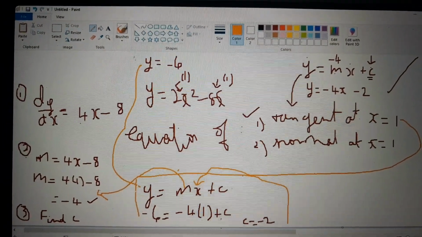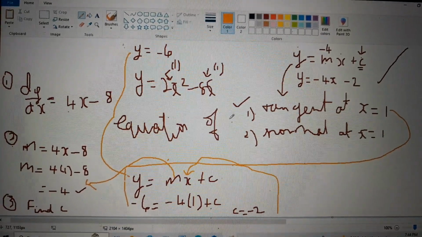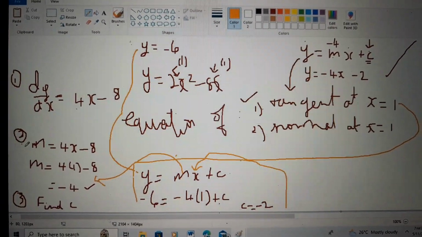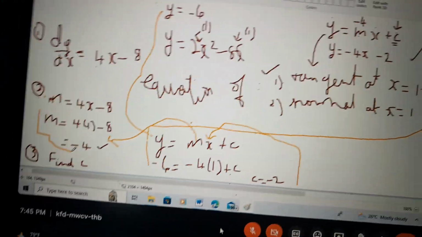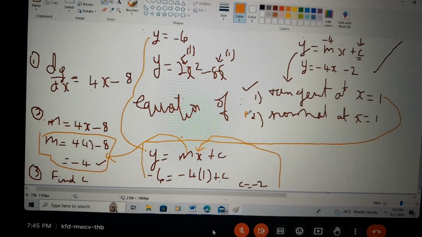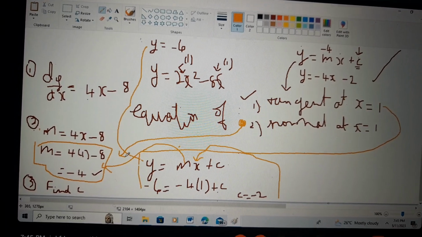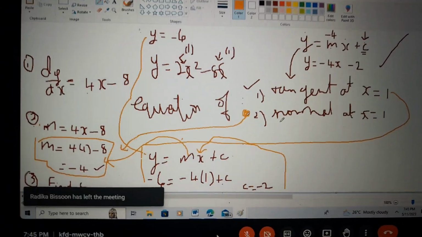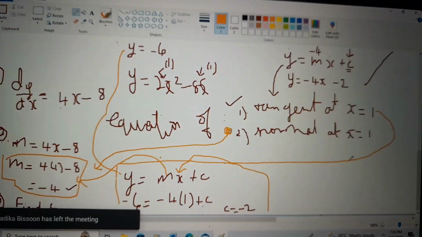Now, a normal is perpendicular to a tangent. When we find this gradient here, we get the gradient of the tangent. That's what we get here. So even if they had asked you to find the normal, we would go through the same steps up to here. We have to differentiate and find the gradient. But the normal is not the tangent. The normal is perpendicular to the tangent.